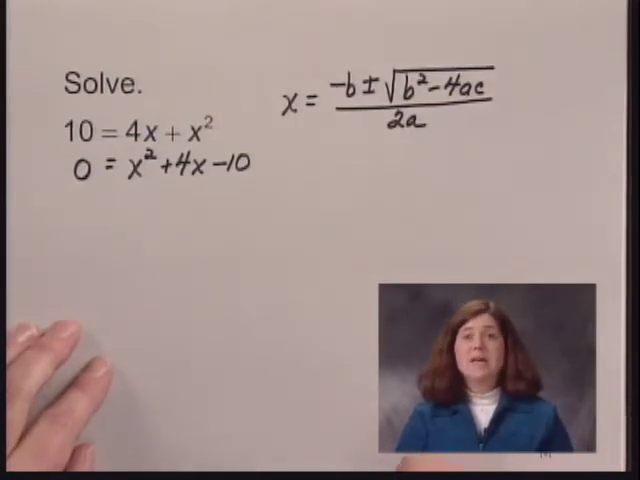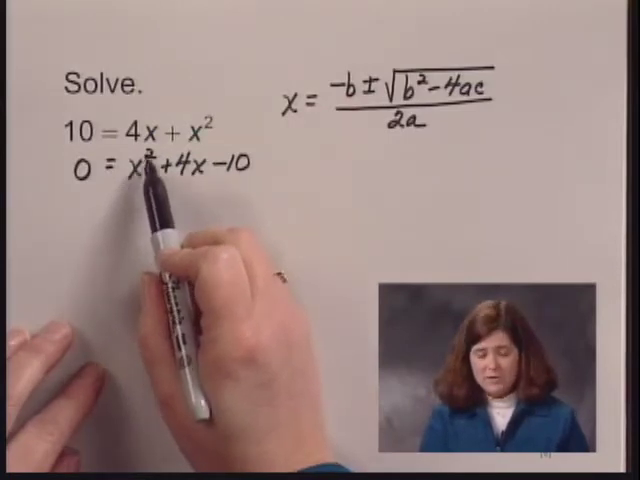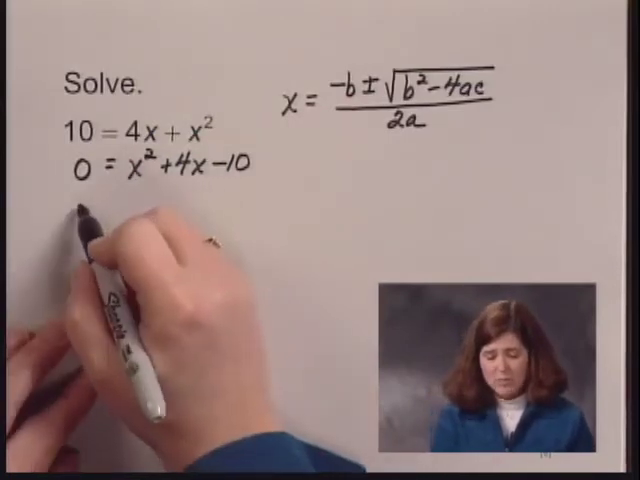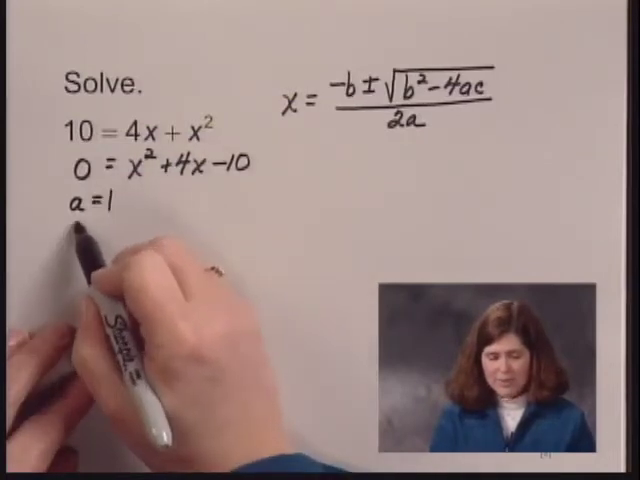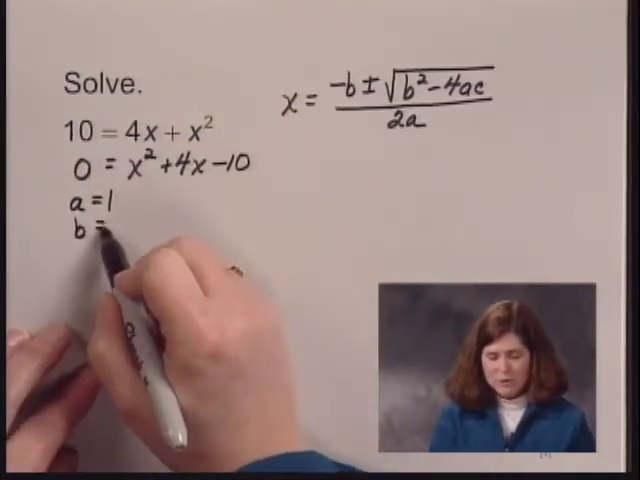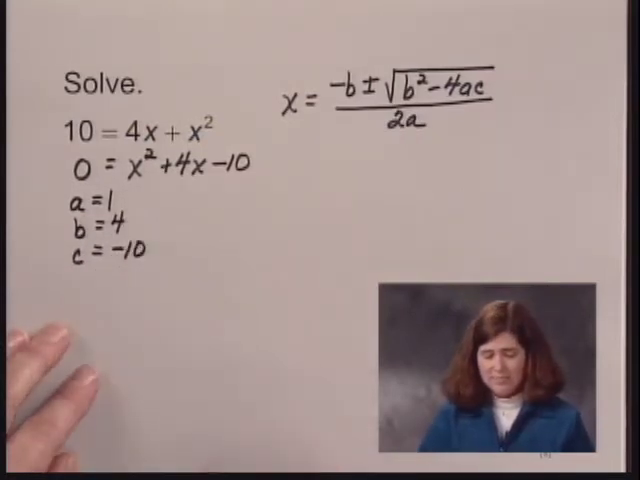We now need to determine a, b, and c. A is the coefficient of the x squared term, which in this case is 1, since 1 times x squared is x squared. B is the coefficient of the x term, which would be 4. And c is the constant term, which is negative 10.